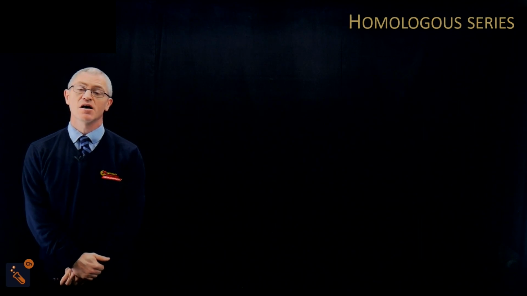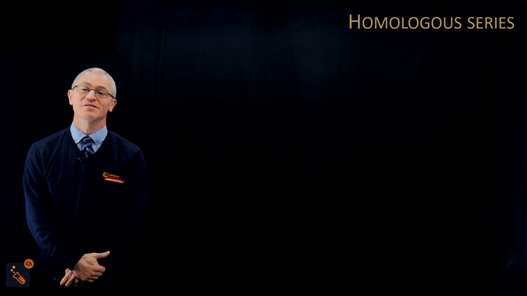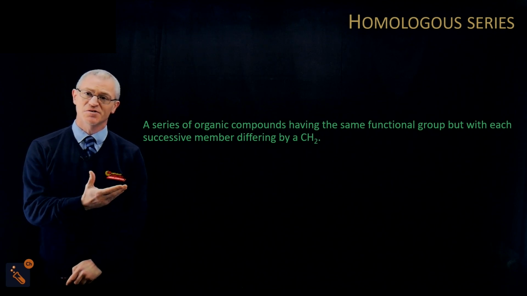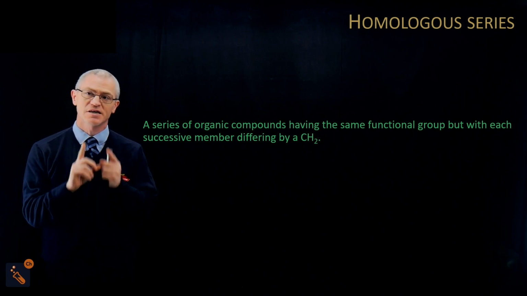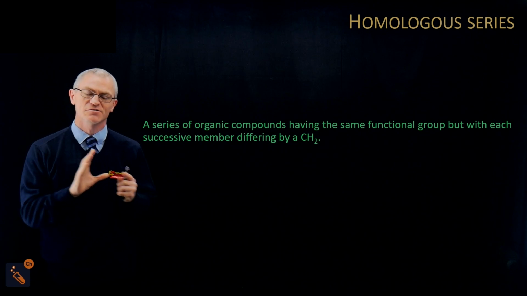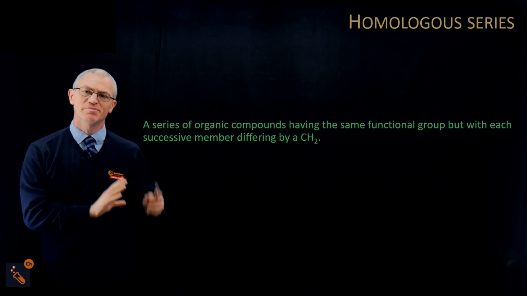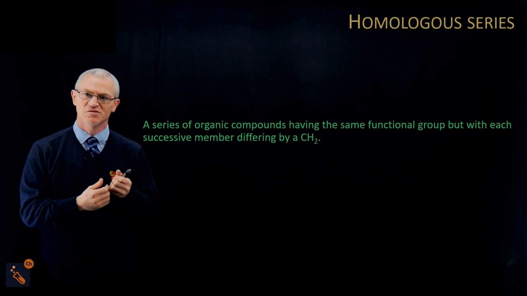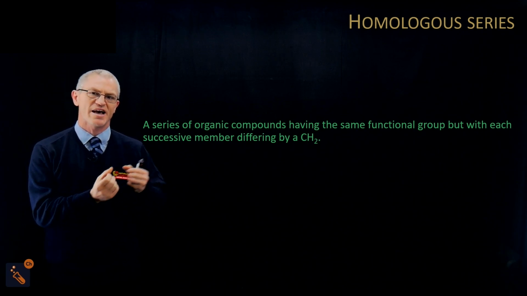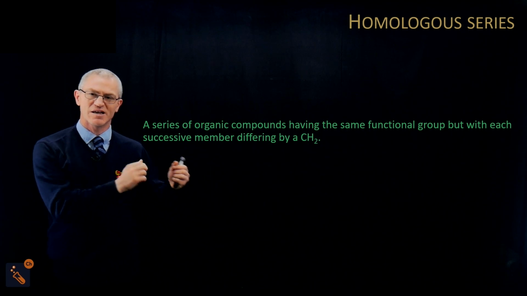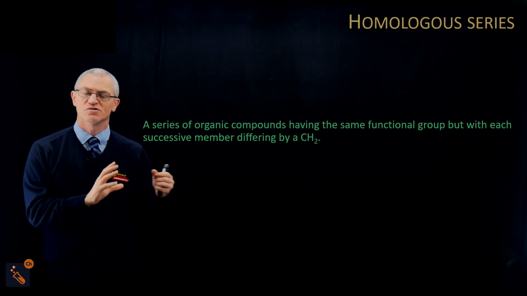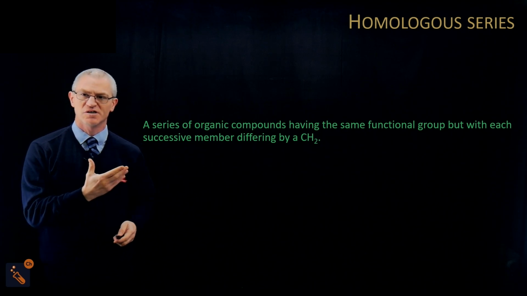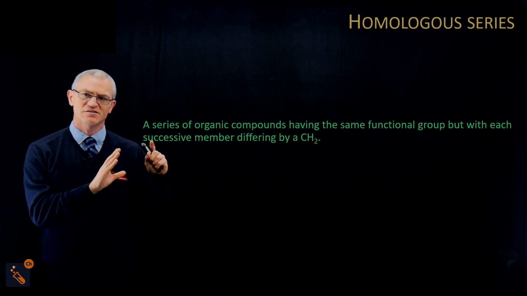We're now going to look at homologous series. Now, a homologous series is a series of organic compounds, and they have the same functional group. So we haven't really talked about functional group, but a functional group is a part of a molecule that gives rise to some form of chemical reactivity. So if you have the same functional group, it will react in the same way. It doesn't matter how long or how short the molecule is. So let's look at that definition again.